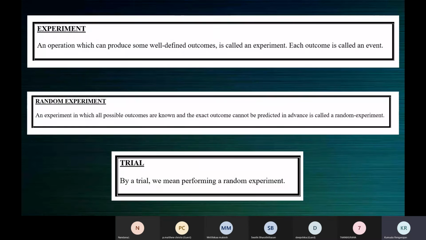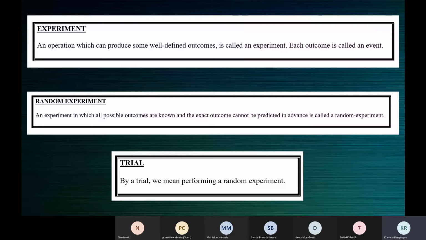All these words are closely related, so don't get worried about the difference. Trial. Won't you say, okay, give me the die, let me roll and try if I can get 5 on it? So trial is trying. By trial, we mean performing a random experiment. When you perform it, it's called a trial.